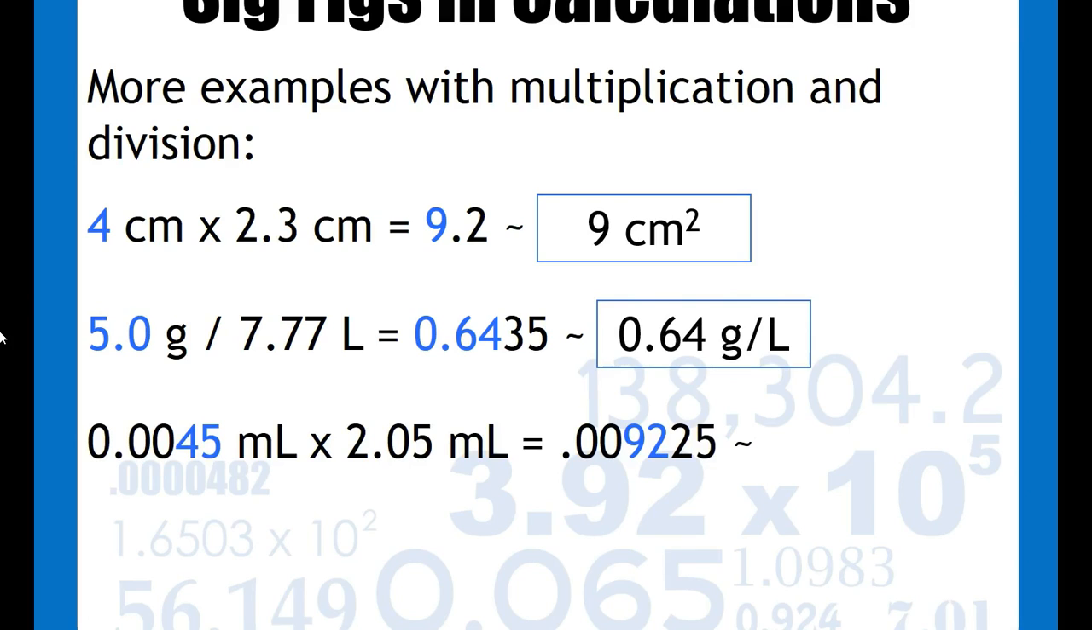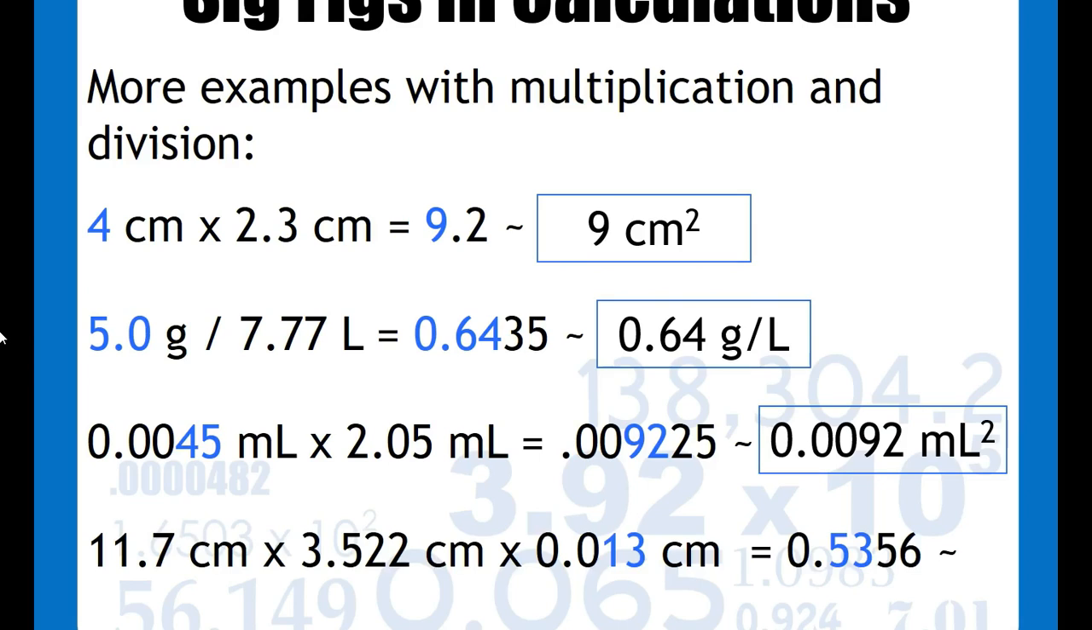In this calculation, the first number has the least number of sig figs, so that one has 2, versus the other number has actually 3. So that's why your answer has to have 2. Therefore, you'll end up with 0.0092 milliliters squared. And then again, this may look a little bit more complicated because you have more numbers that you're multiplying. But again, you want to look through and see which one has the least number of significant figures, and the one all the way to the right does. So that means your answer is going to be rounded to 2 sig figs, and therefore it'll be 0.54 centimeters cubed.